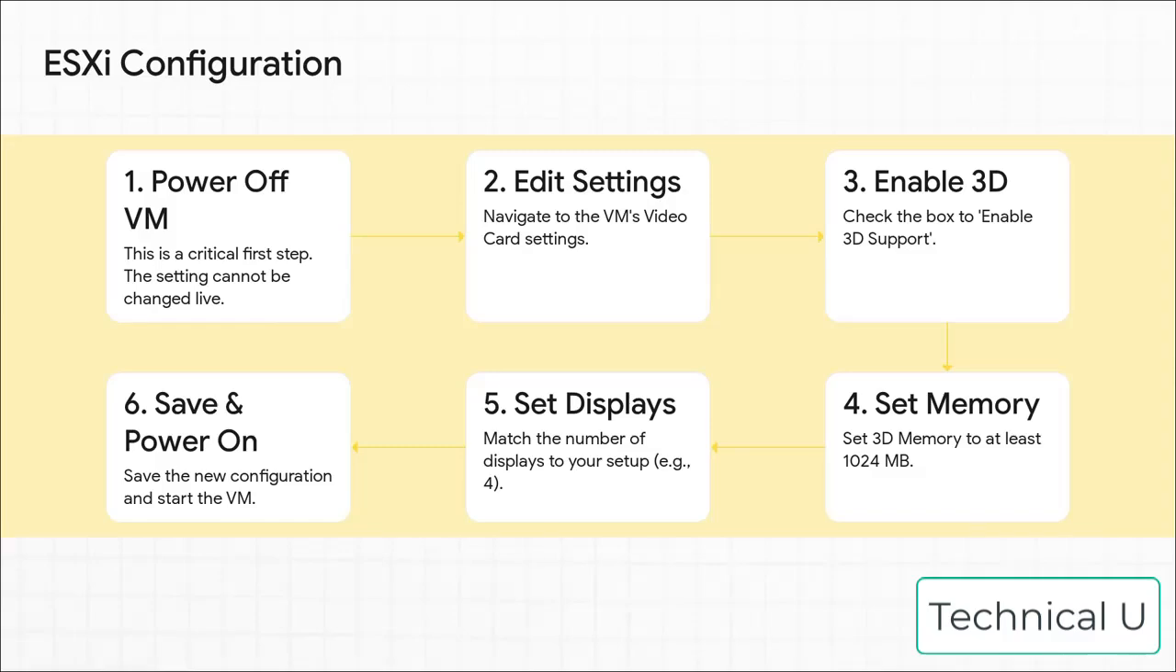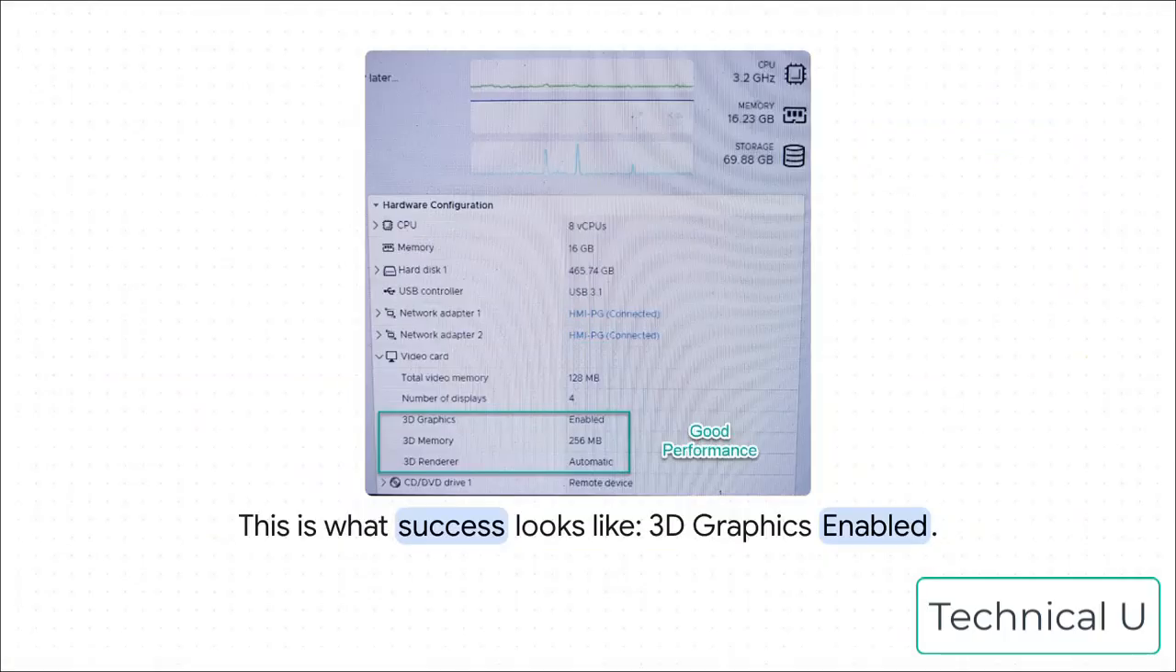Okay, so once it's shut down, go into the VM settings, find the video card section. From there, it's just a few clicks. Check the box that says Enable 3D Support, bump up the 3D memory to at least 1024 megs, maybe even 2048 if you have really complex screens. Set the number of displays to match your setup, which is probably 4, hit save, and power that machine back on. That's literally it.